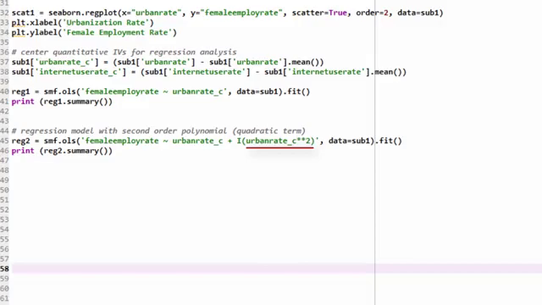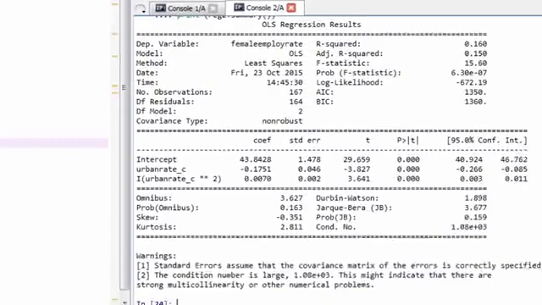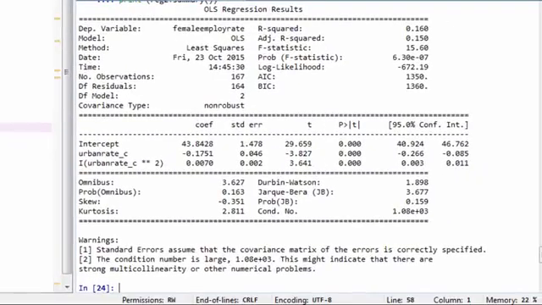So in this case, the I, urban rate star star 2, returns a variable that is urban rate raised to the power of 2, that is, urban rate squared. This term is our second-order polynomial, or quadratic term. When we look at the table of results, we see that the value for the linear term for urban rate is negative, and the p-value is less than 0.05.